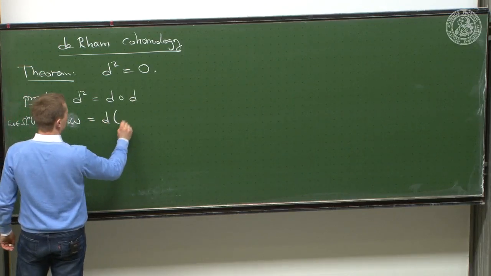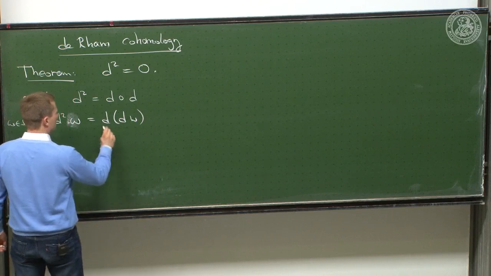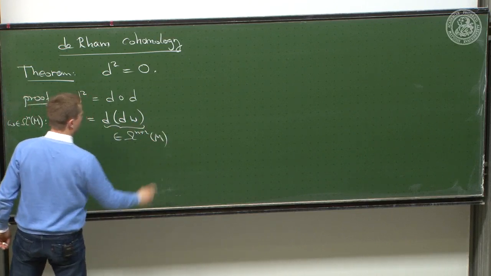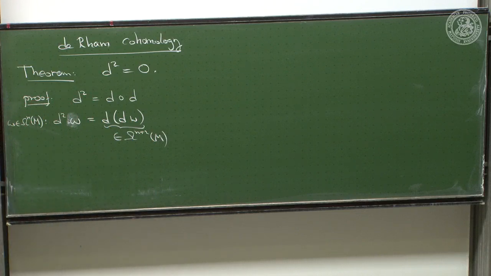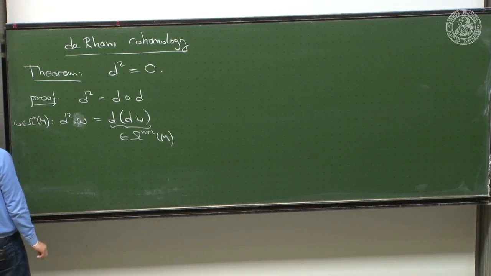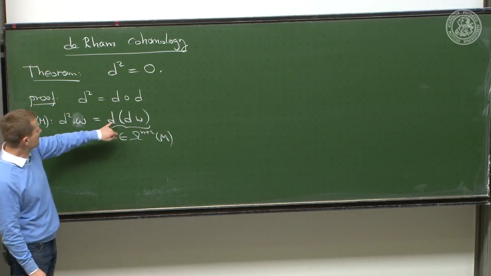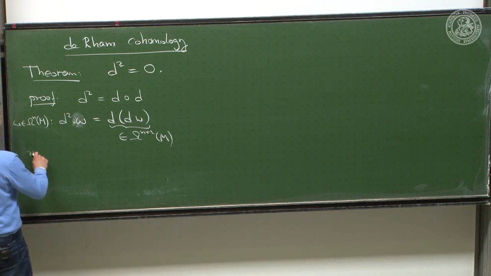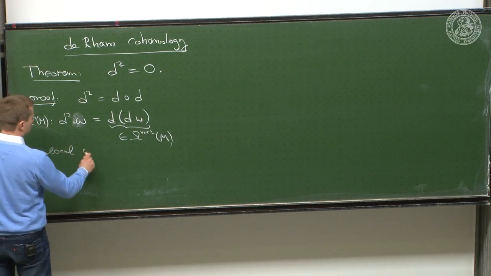So this is the d of the form. So clearly the result is an n plus 2 form. But in fact, the claim is that it's already 0. And well, you can show this directly from the definition of the d, but it's a little involved. You can show it immediately in local coordinates.